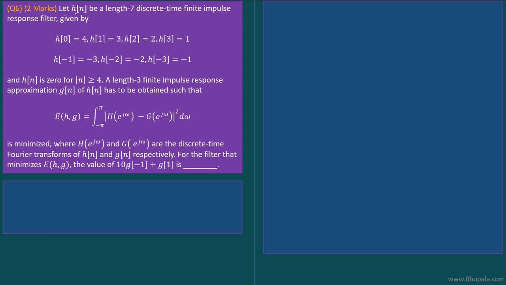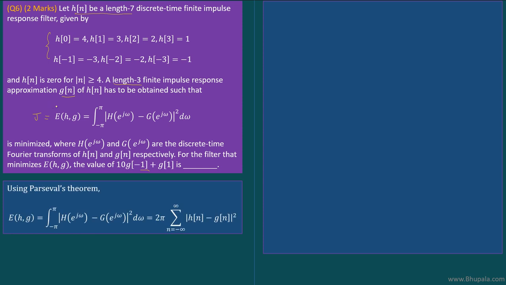We have to approximate a 7 length sequence h of n with a 3 length sequence g of n. The samples of h of n are given here, and we have to evaluate g of n such that this cost function, let us call it J, is minimized. Finally we are asked to evaluate this term, 10 g of minus 1 plus g of 1. Okay, so let us use the Parseval relation to solve this problem.